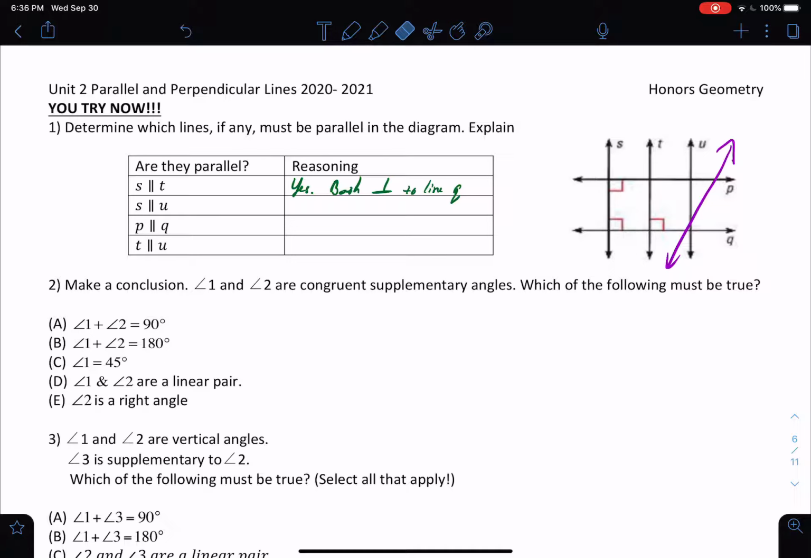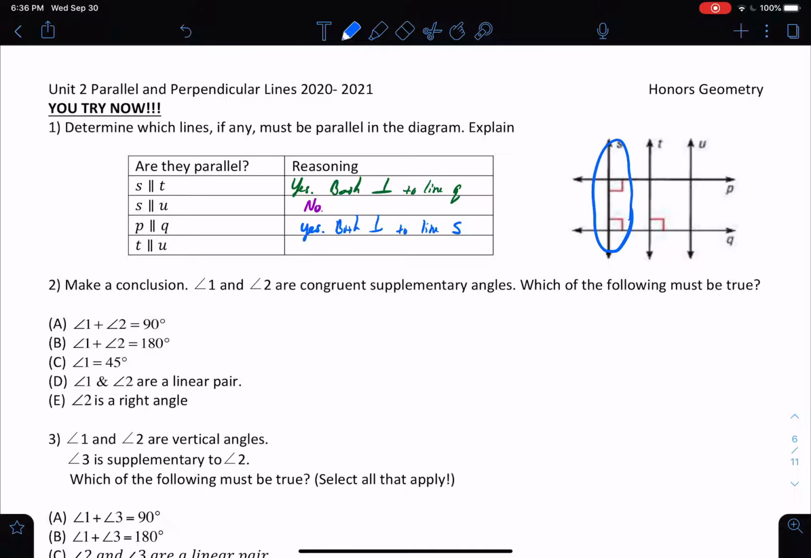So could they be parallel? Maybe. But because of the information that we're given, we can make a counterexample which would show that no, these are not parallel. Next up, I'm going to erase this purple line. Next up is P parallel to Q? And I'm looking, yes, they're both perpendicular to line S.